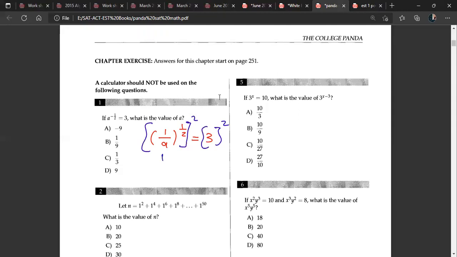يبقى أنت عندك هنا 1 over A alone, power 1 will be 1 over A equals 3 squared will be 9. So A equals 1 over 9. Okay, we make cross multiply, then solve for A. The answer will be 1 over 9. The answer will be B. تمام. Okay, well done, Yasmin.